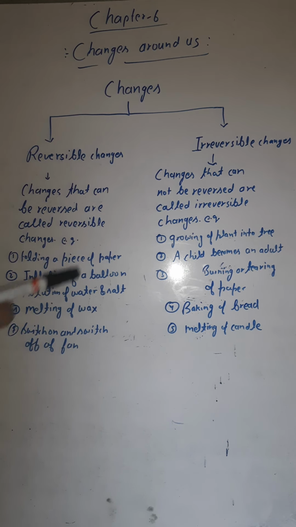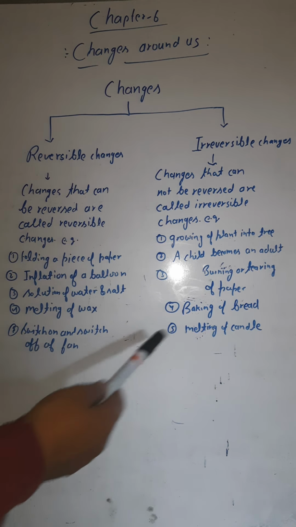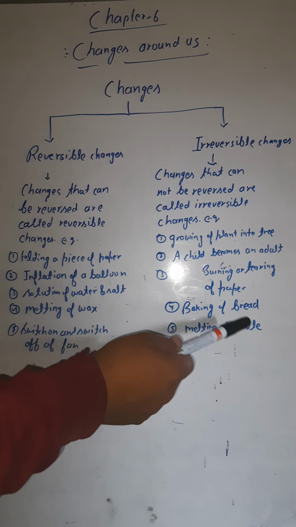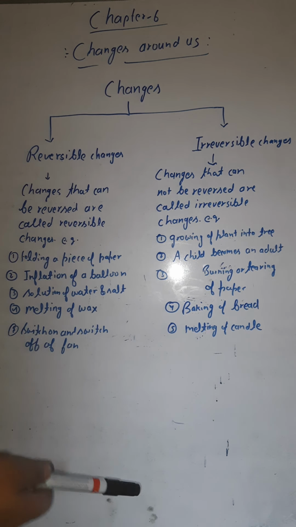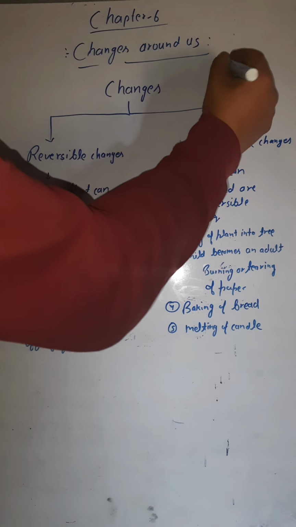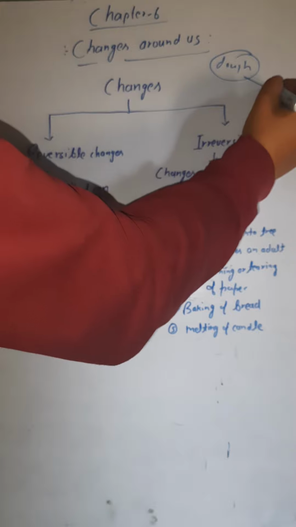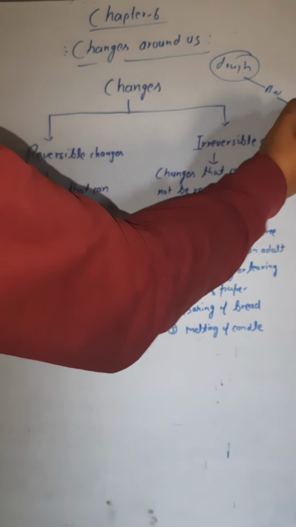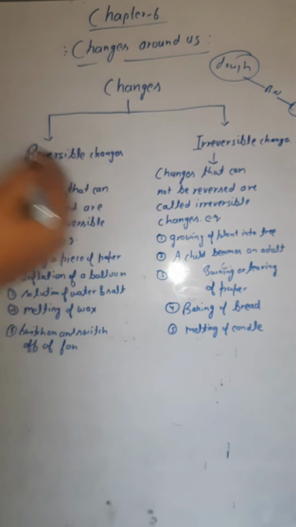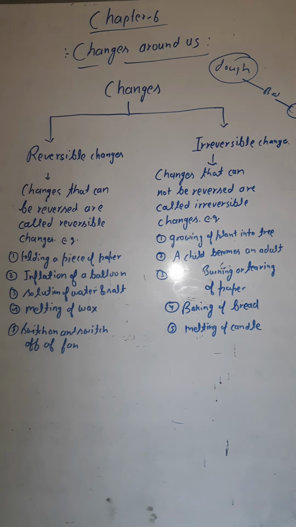At the same time, you have some examples of irreversible changes, like growing of a plant into a tree, a child becoming an adult, burning or tearing of paper, baking of bread. Suppose you bake the bread, like chapati. Then again the chapati cannot be brought back into the dough. With the help of the dough we are making a ball, and with the help of the ball you are rolling the chapati. Then again you are baking it. So this process cannot be reversed once you bake the chapati. Are you getting this?